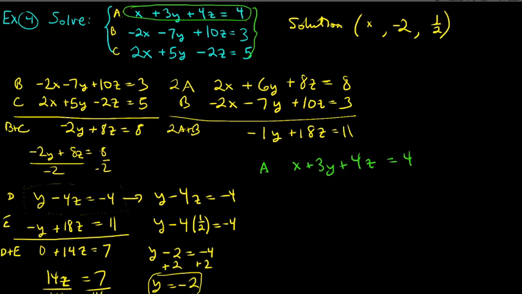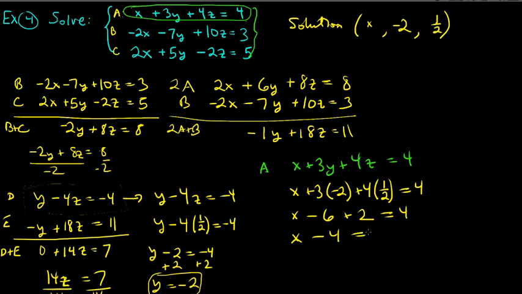And now plug in the numbers we do know. We don't know x, but we do know y is negative 2, and we know z is 1/2. So we get x minus 6 plus 2 equals 4. Negative 6 plus 2 is negative 4. Be careful, because we're going to add 4 to both sides here. So we don't get 0, we get 4 plus 4. So x is going to equal 8.